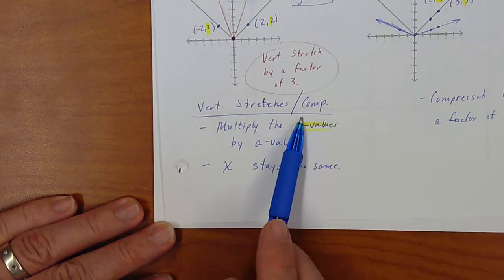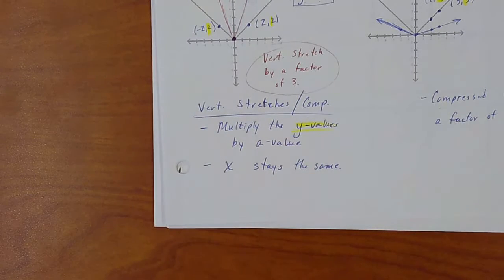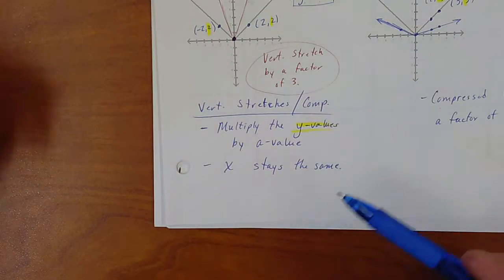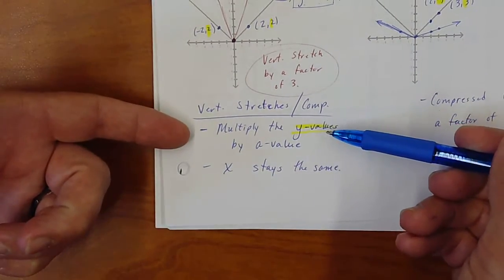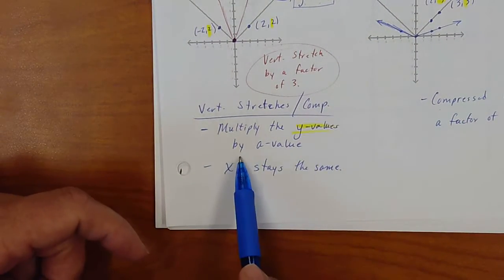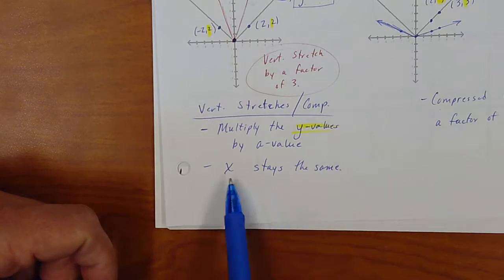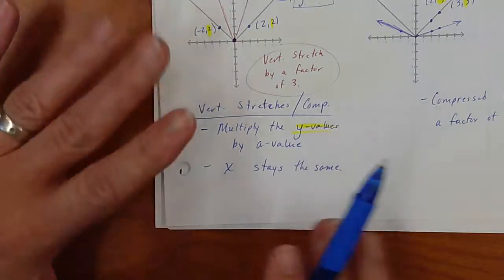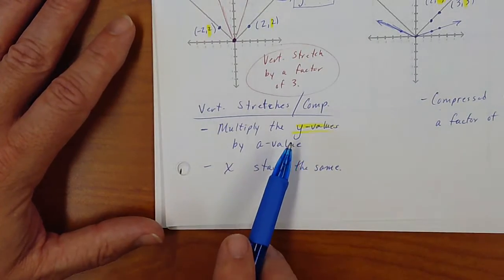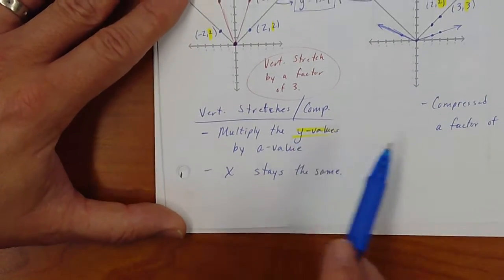Vertical stretches or compressions, what's your transformation step? How do you get these new coordinates? Here's the answer to that. We multiply the y values by a. The x value is unchanged. Keep it the same. Okay, so like I said, pause if you need to write this down. I'm going to continue though.